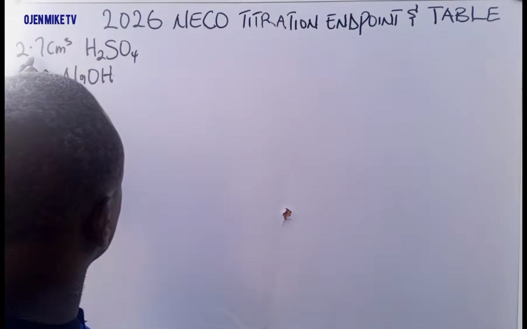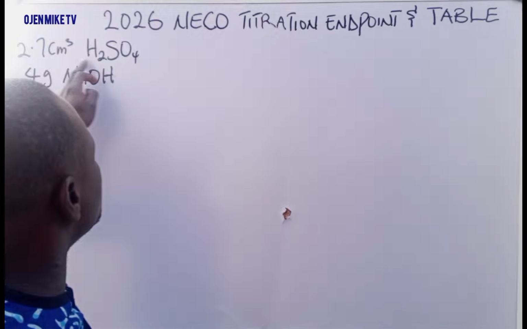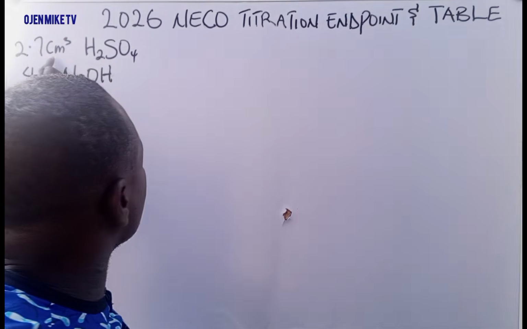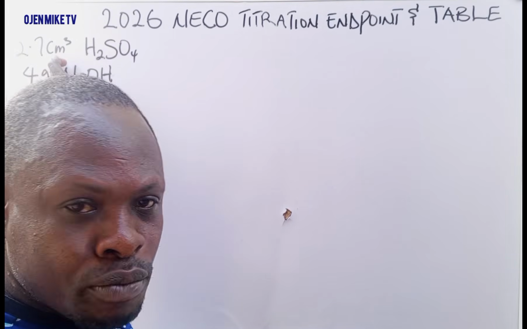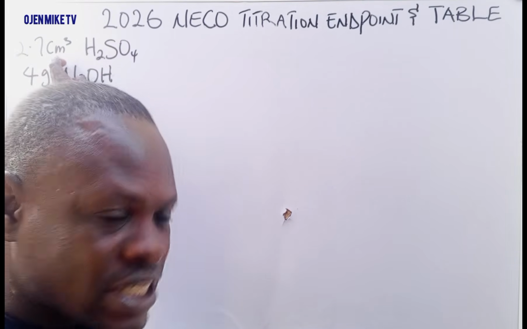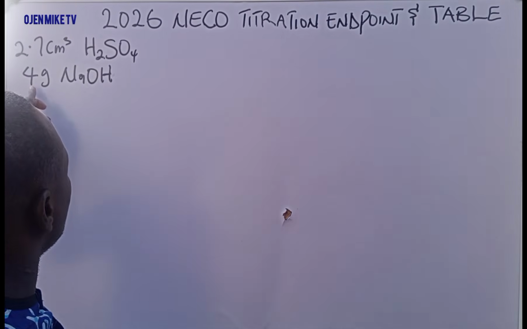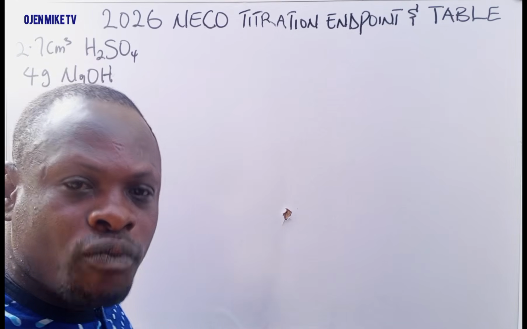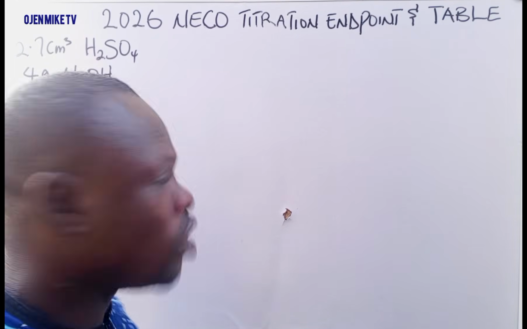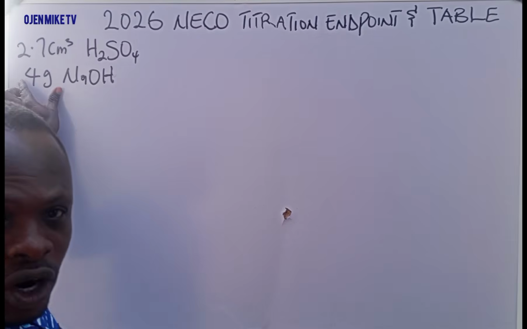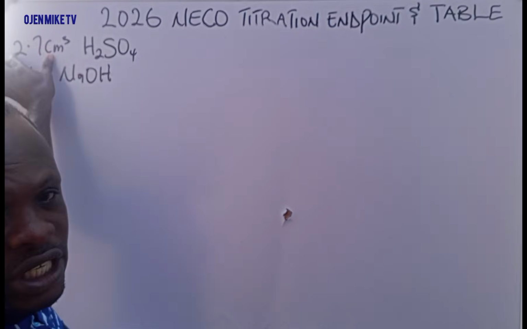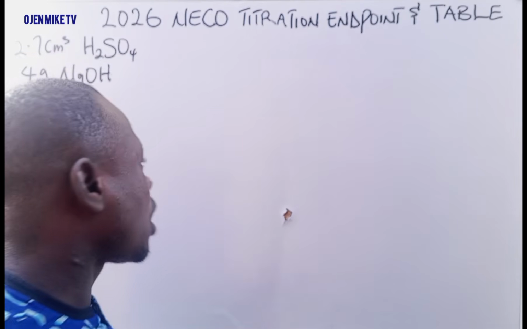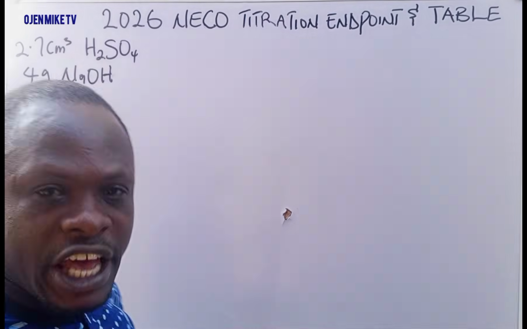All right. You say we should dissolve 2.7 cm cubed of tetraoxosulfate. I say we have to make 1 dm cubed. That is, you are putting this concentrated acid in 1000 mL of distilled water. Then you weigh 4 grams of sodium hydroxide and still dissolve in 1 dm cubed. So 1 dm cubed of this 4 grams and 1 dm cubed of this 2.7 cm cubed of the concentrated acid. Are you following? Now you use it and titrate. At the end, you get your endpoint.